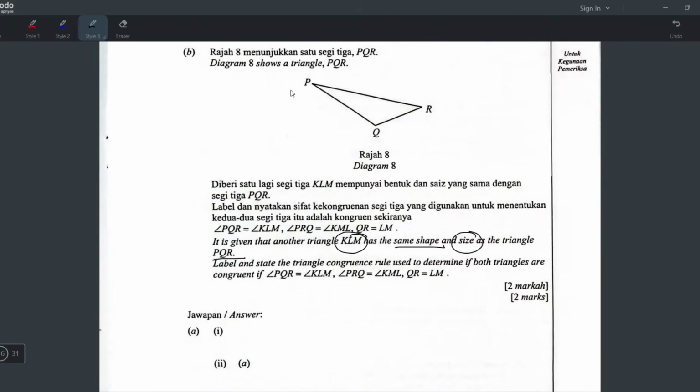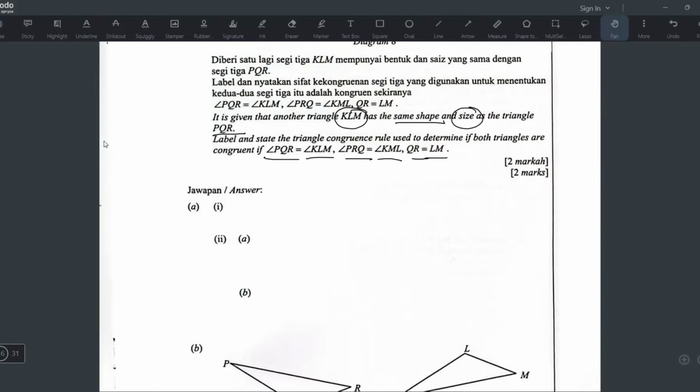It means I draw another triangle that is exactly the same shape and same size as this, and it's called KLM. Okay, but I don't know how to label the KLM. Okay, let's not label first. Label and state the triangle congruence rule used to determine if both triangles are congruent if PQR equals KLM, PRQ equals KML, QR equals LM. Okay, let's scroll down and see.